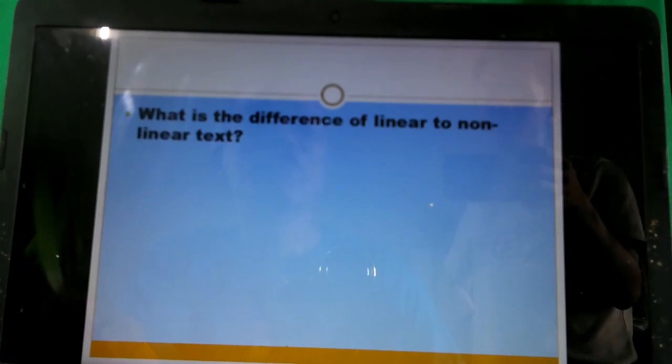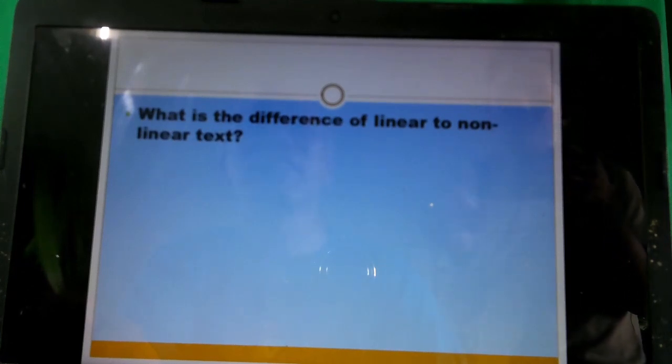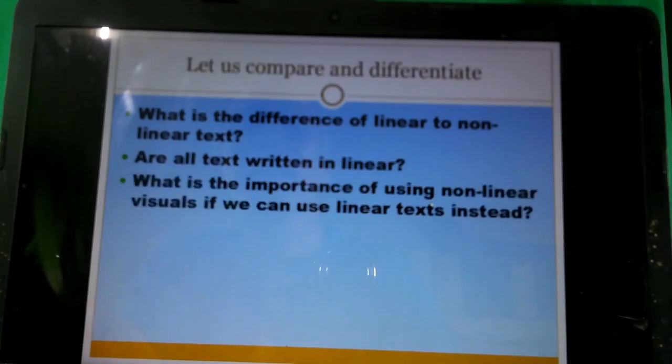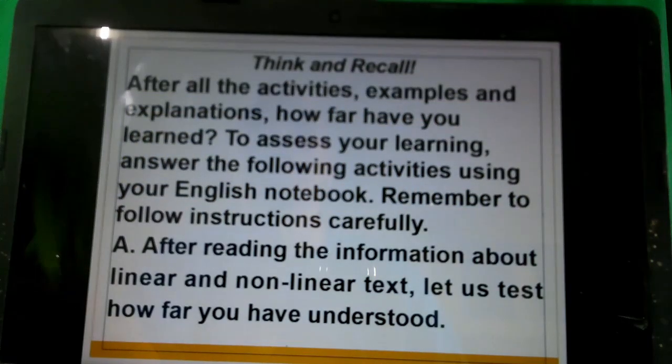What is the difference of linear to nonlinear text? Are all texts written in linear? What is the importance of using nonlinear visuals if we can use linear texts instead? Very good. Let's think and recall. After all the activities, examples, and explanations, how far have you learned? Did you learn from the lesson?